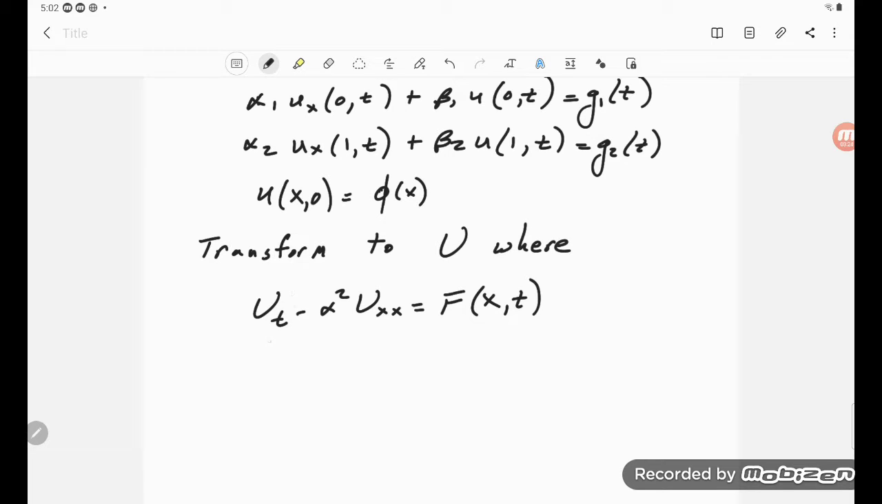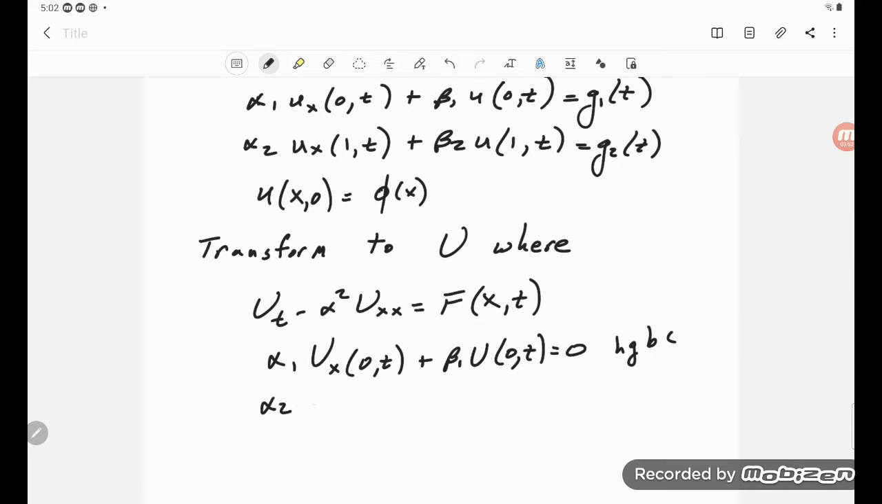It just means it's a different function. Now here things look similar. We still have the alpha 1 u sub x at 0 t plus beta 1 u of 0 t. But now it's equal to 0, so now we have the homogeneous boundary conditions. And then an alpha 2 u sub x, and again I'm just going to use a 1 as opposed to an L, plus beta 2 u of 1 t equals 0.